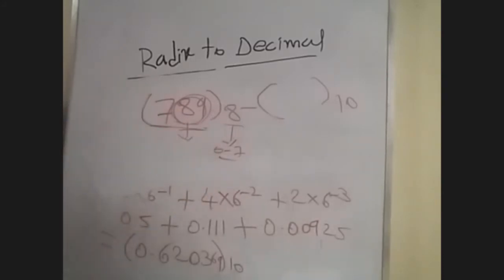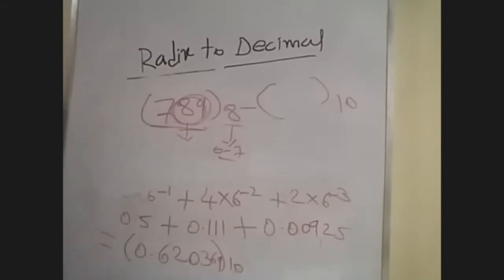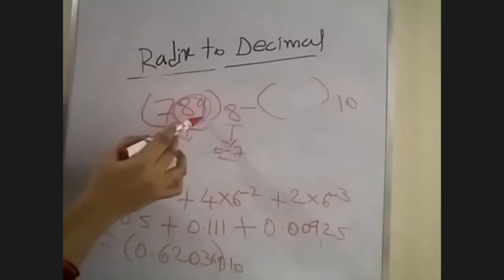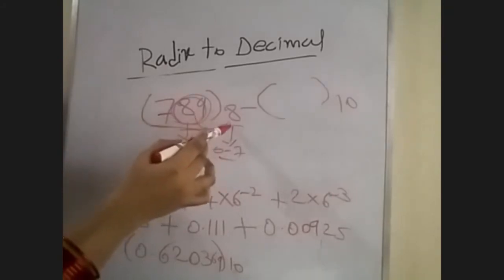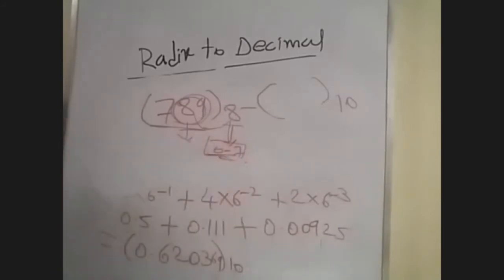Right? Yes, ma'am. Okay. Questions like this type are coming in your final exams. So this type of conversion is not possible. Why? Because 8 and 9 are not octal digits. Because the range of octal is 0 to 7 only. Is it clear?